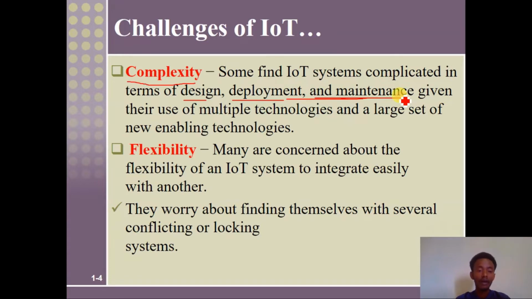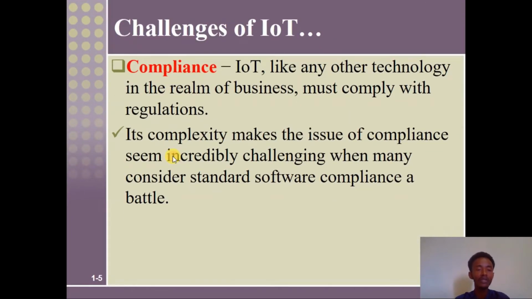It is a big challenge. Another one is the issue of flexibility. Many are concerned about the flexibility of an IoT system to integrate easily with another. They worry about finding themselves with several conflicting or locking systems. This is the issue of flexibility of the devices participating in IoT interconnections. It may be another challenge in applying or launching such technology in particular organizations or firms. Another one is the issue of compliance.